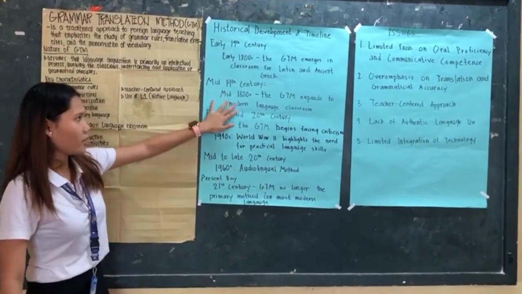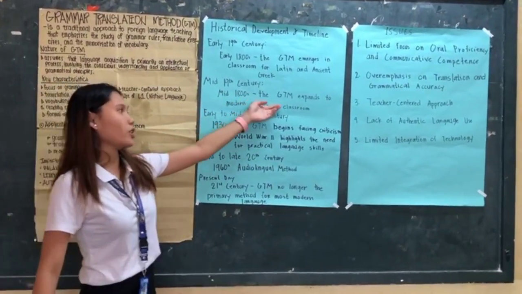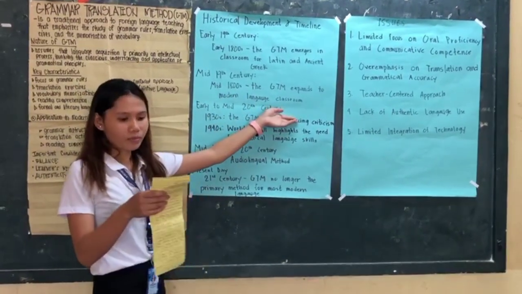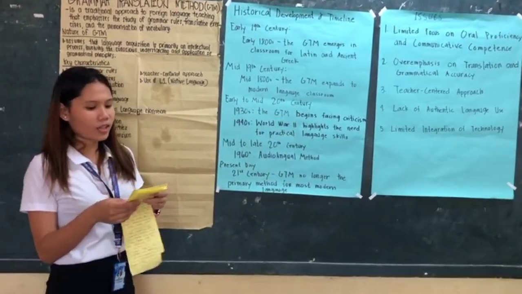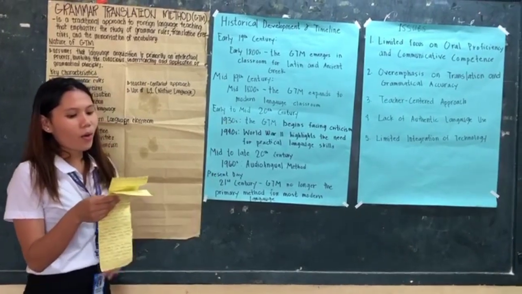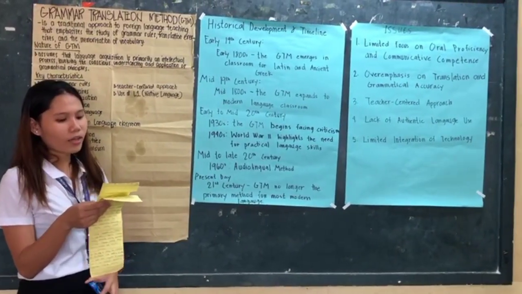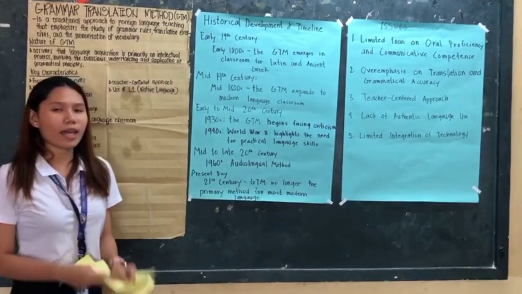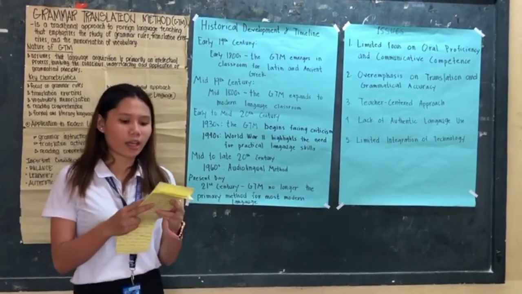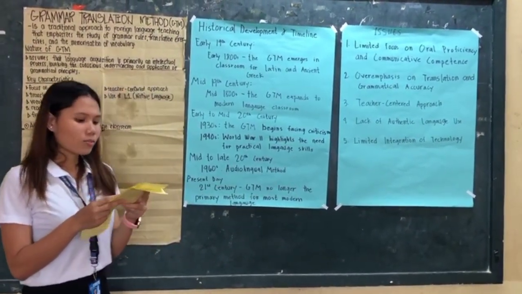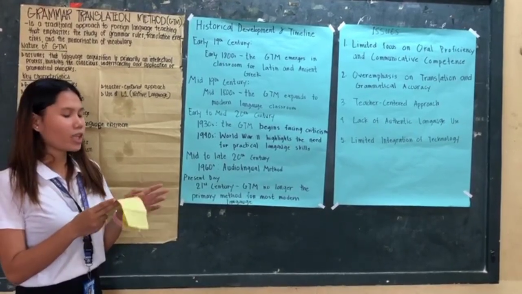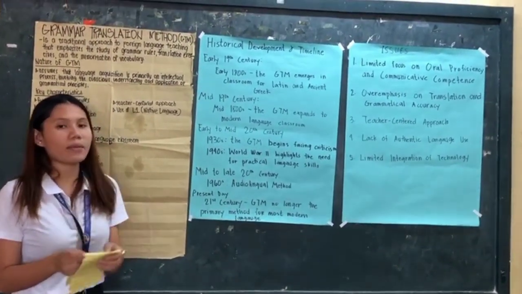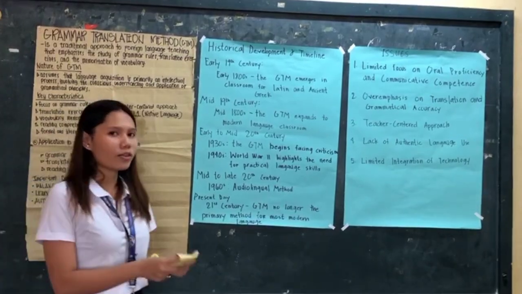In the mid-19th century, or mid-1800s, the GTM expands to modern language classrooms. During this time, the GTM became widely adopted in modern language classrooms. This expansion was largely influenced by Karl Plötz and Johann Seidenstücker. This method gained widespread popularity in Europe and in the United States, becoming a dominant approach for language teaching.